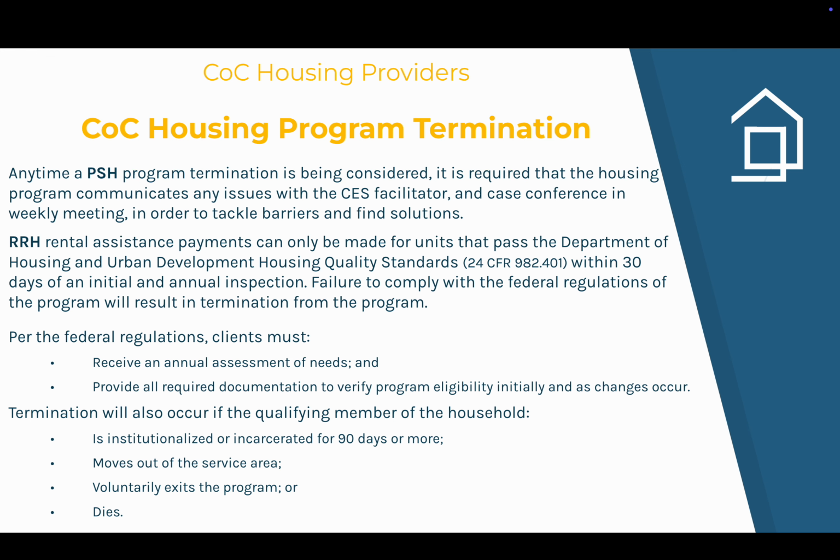Rapid rehousing rental assistance payments can only be made for units that pass the Department of Housing and Urban Development housing quality standards within 30 days of the initial and annual inspection. Failure to comply with the federal regulations of the program results in termination from the program. Per the federal regulations, clients must receive an annual assessment of needs and provide all required documentation to verify program eligibility initially and as changes occur. Termination will also occur if the qualifying member of the household is institutionalized or incarcerated for more than 90 days, moves out of the service area, voluntarily exits the program, or becomes deceased.